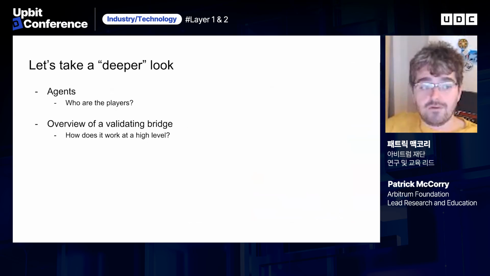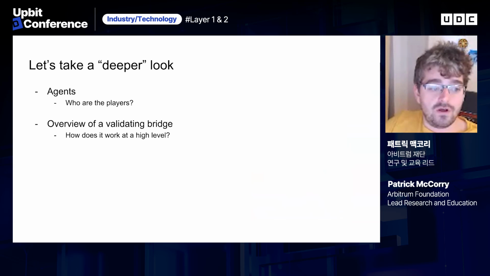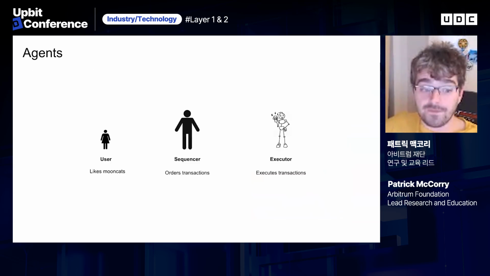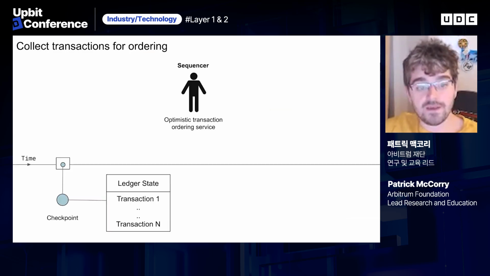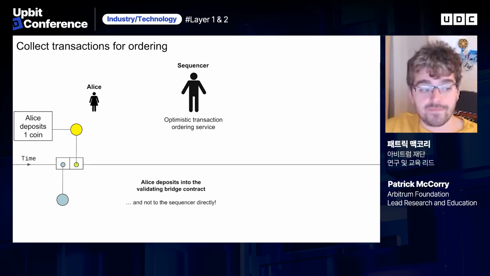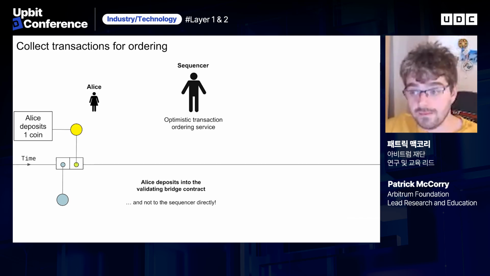So I just want to provide a high-level overview of the agents in the protocol, and how a validating bridge works. There are three parties in a rollup or a validating bridge. You have a user, like Mooncats. You have the sequencer, a bit like the front end of the system. They take users' transactions, decide the ordering of these transactions, and then post it somewhere else. Then the executor will pick up the transactions, execute them, and try to convince the bridge about its final execution.